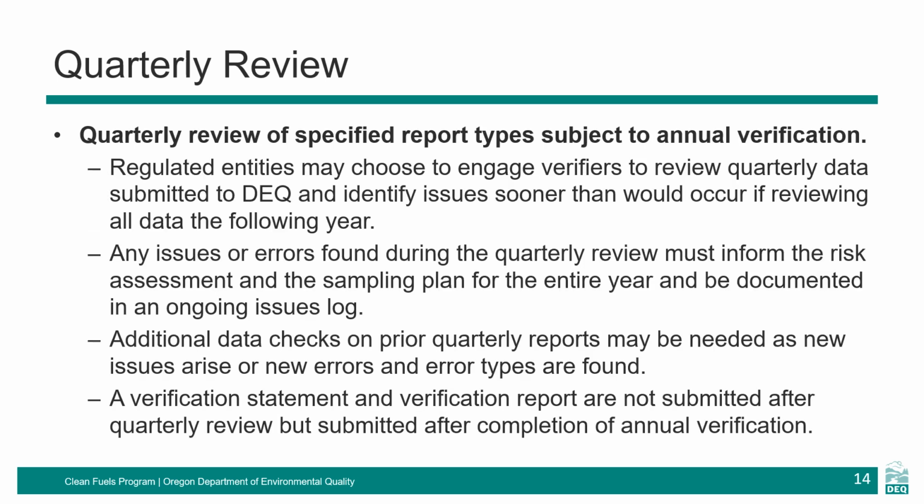As mentioned earlier, though the focus is on annual verification, entities may choose to engage in a quarterly review to identify issues early. This allows them to address potential errors throughout the year rather than waiting for the annual review. Errors or issues identified during the quarterly review must be documented and incorporated into the risk assessment and sampling plan for the annual verification. This ensures that all necessary checks and data validations are performed across the reporting year.